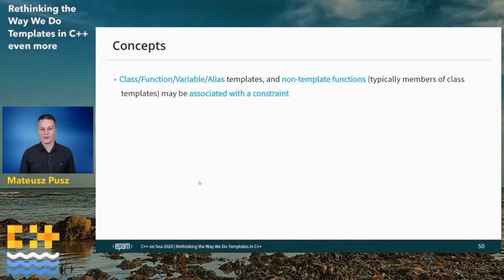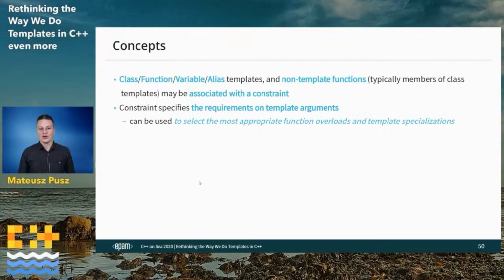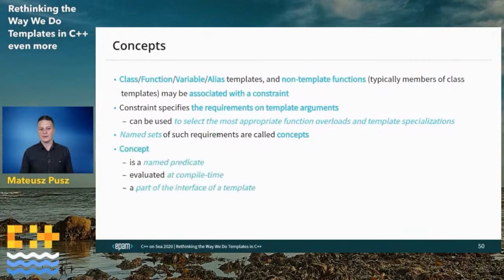What are concepts? Class, function, variable, alias templates, and non-type template functions may be associated with a constraint in the language in C++20. Constraints specify the requirements on template arguments. So for example, you can select the most appropriate overload for a function to be called. A named set of such requirements is a concept. Concept is a named predicate. It executes at compile time. And what's the most important in my case here is that it is part of the interface of your template, of your library. So the user knows what's expected to be provided there.